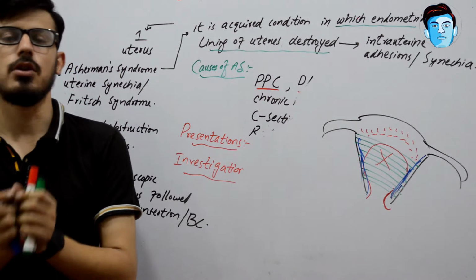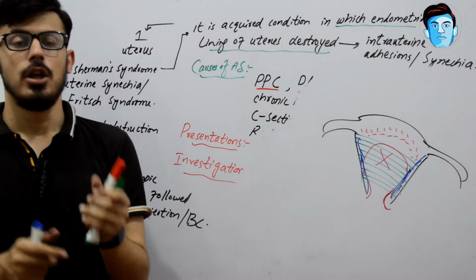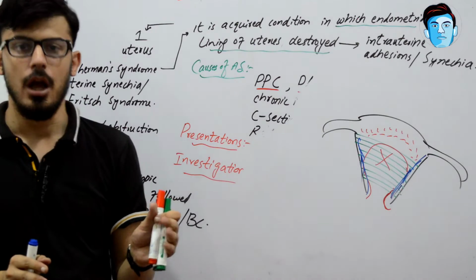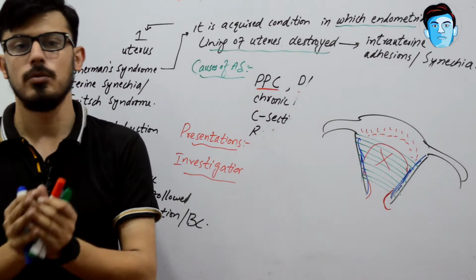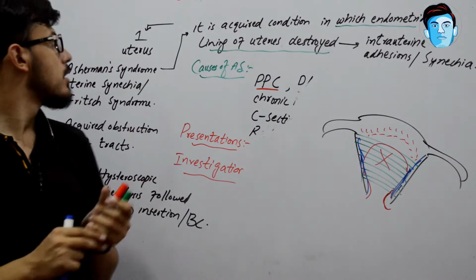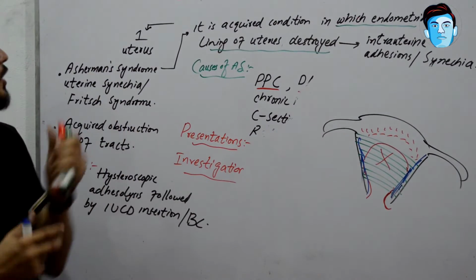The reason is that it is diagnostic plus therapeutic, while hysterosalpingography is not the investigation of choice because it is only diagnostic, it is not therapeutic. How will you treat the patient? By hysteroscopic adhesiolysis followed by IUCD insertion. Hopefully students, you will get this lecture of Asherman syndrome. So this is what we need to know about Asherman syndrome.